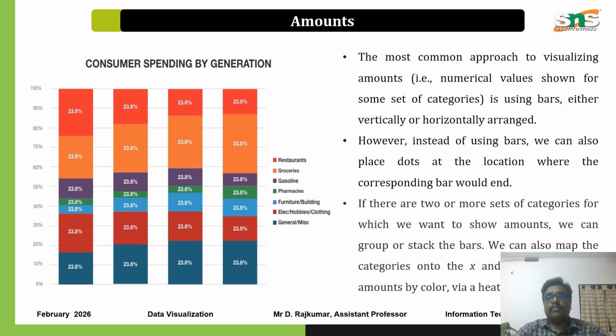The most common approach to visualizing amounts is to show numerical values for a set of categories, especially in the form of bars, which may be arranged horizontally or vertically. Just imagine the graph you used to draw in a school graph note. That is how it is displayed. However, instead of bars, we can also use dots at the location where the corresponding bar would end, to represent the values. If there are two or more categories, we can use a stack of bars, or use X and Y categories, and the amounts can be displayed by varying colors or as a heat map.